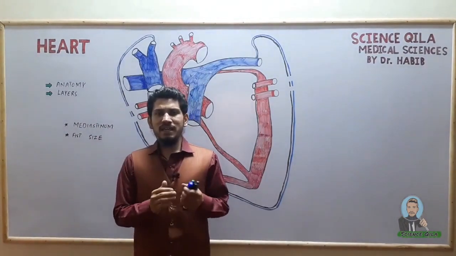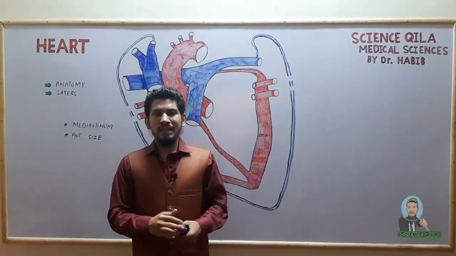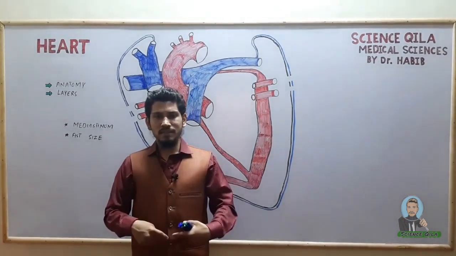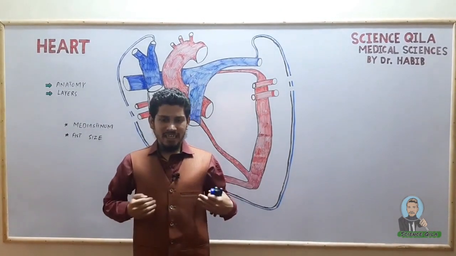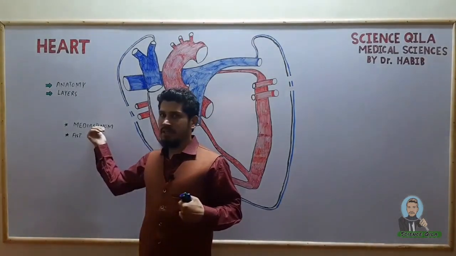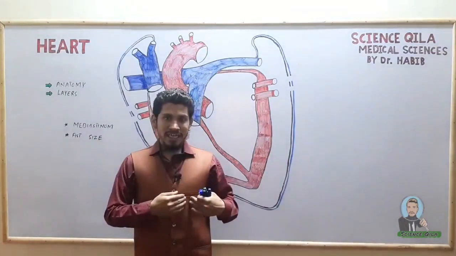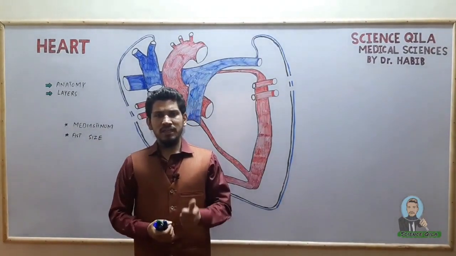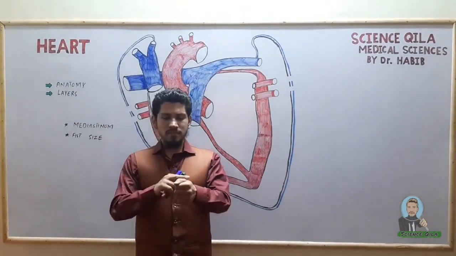Okay, first of all, let's have a brief introduction about the heart. The heart is located in the chest cavity, which we also call the thoracic cavity, and it is located in between the two lungs in another small cavity we call the mediastinum, a little left to the breastbone.